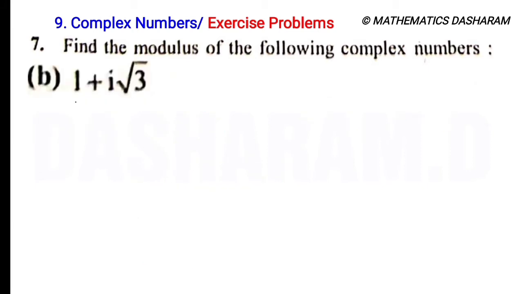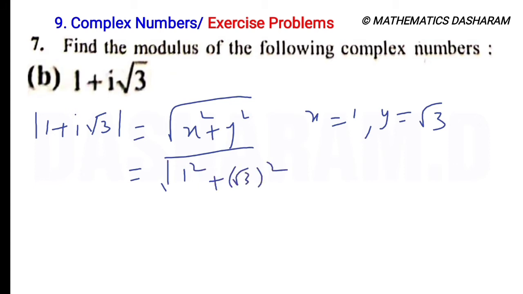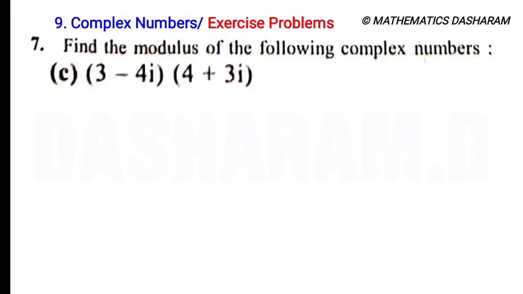Question number B, 1 plus i root 3. So mod 1 plus i root 3 is equal to under root, the formula is x square plus y square. Here x value is 1, y value is root 3. So under root 1 square plus root 3 square, it is equal to 1 plus 3. So root 4 is equal to 2.